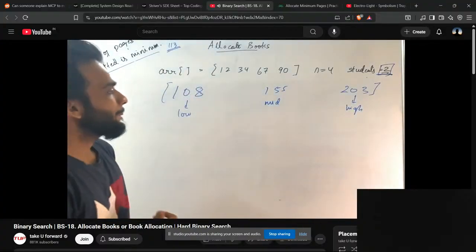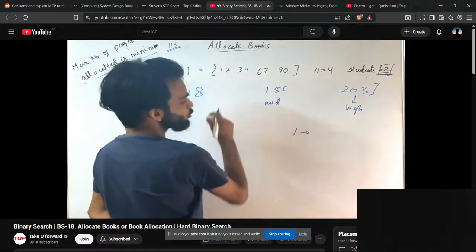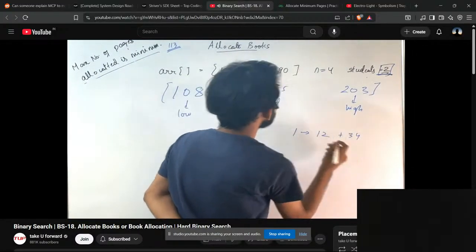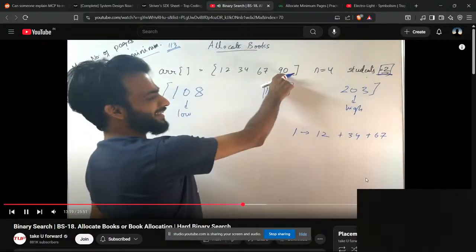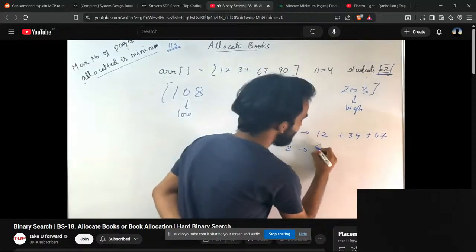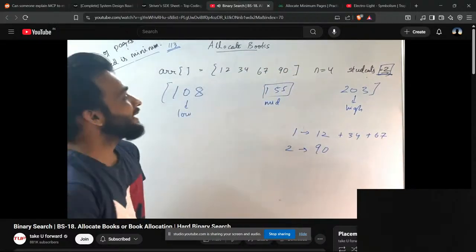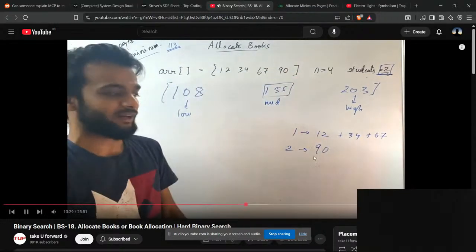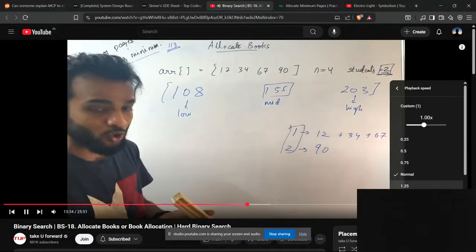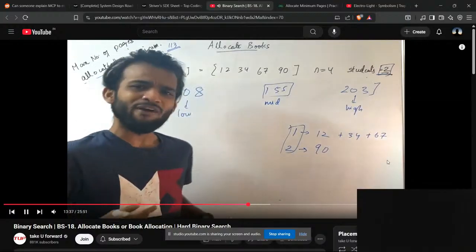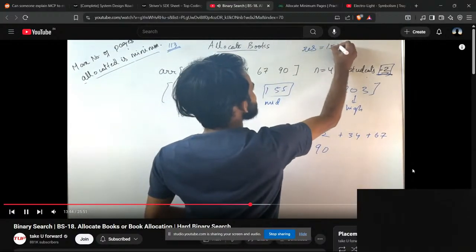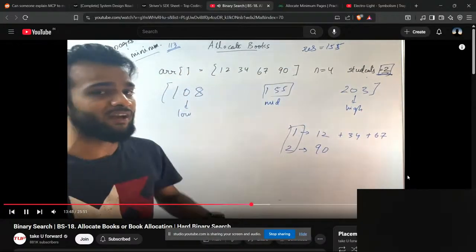Let's try to allocate. Student 1 takes this 12. Student 2 takes this 34. Student 3, no, hence you cannot take this 90. So you will say student 2 takes this 90. So I can see that by keeping a maximum barrier of 155, I could allocate to a couple of students. And if I can allocate to a couple of students, can I say 155 can be one of my possible answers? Yes, I can definitely say 155 is one of my possible answers.